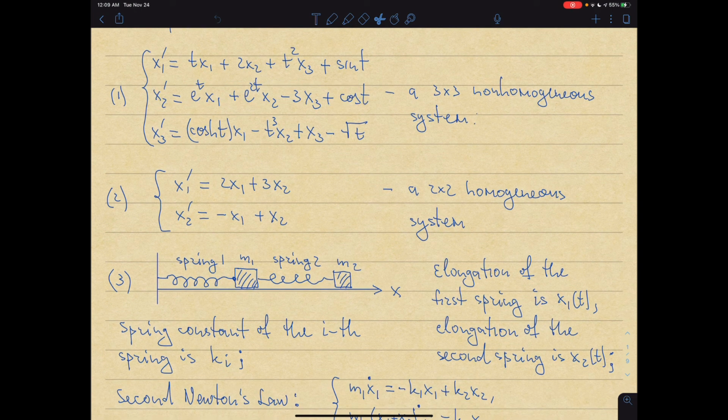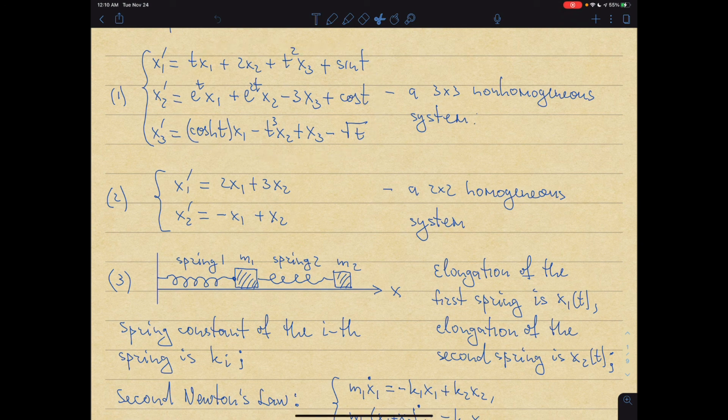Next, we have a system of two equations with two unknowns. So that's a 2x2 system. Again, both equations are first-order linear ODEs. And this is a homogeneous system because there is no f here, right? No additional function that we added here that depends on t. And by the way, these are ODEs with constant coefficients, right? Non-constant coefficients in the first example.